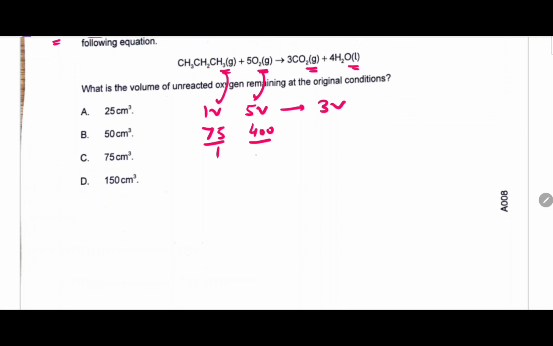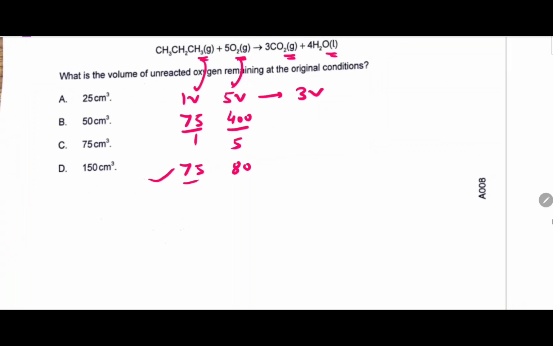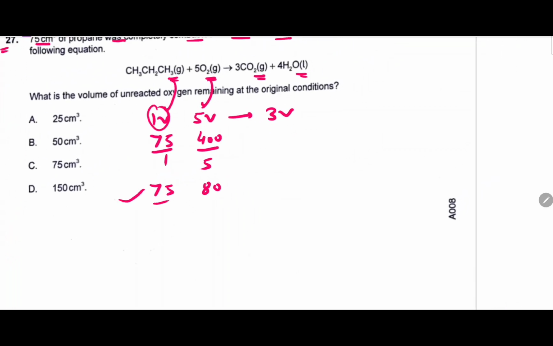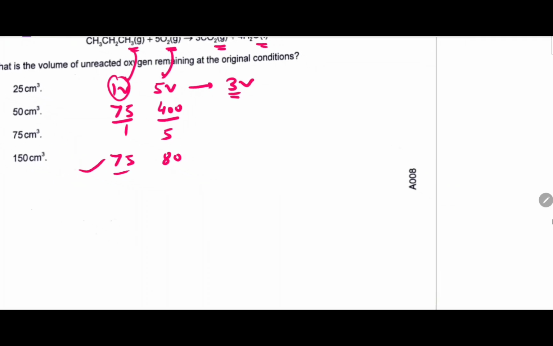75 divided by 1 and 400 divided by 5. It comes out to be 75, and 400 divided by 5 is 80. What is the limiting reagent (LR)? Propane is my LR. Now, as per this, 1 volume of propane reacts with 5 volumes of oxygen and gives you 3 volumes of CO2. For 75, 1 volume reacts with 5 volumes.